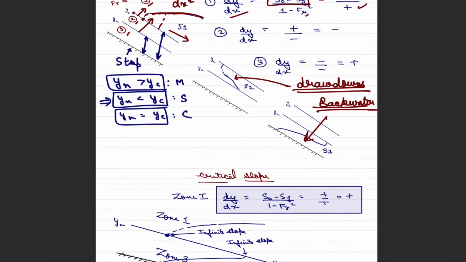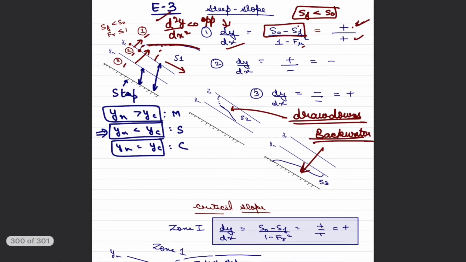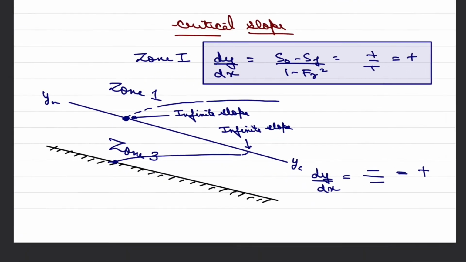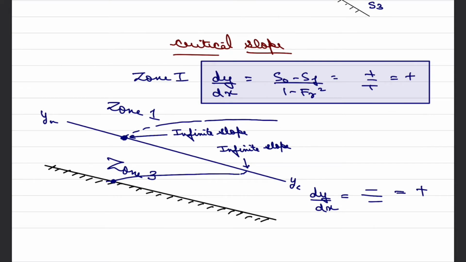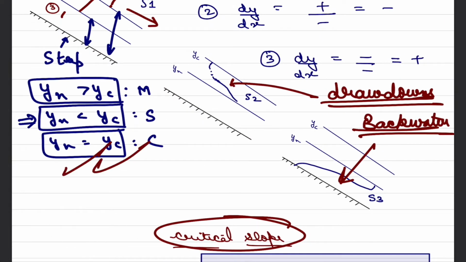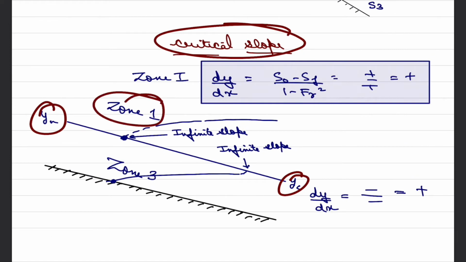Now, a similar discussion we can extend to critical slope, but I will take a momentary pause here, because the two most commonly encountered slopes in the real world are steep slope as well as milder slope, and that's why they deserve a special place in our discussions. When we talk about critical slope, we don't have three zones. Why? Because our yn coincides with yc, that is, yn is equal to yc by definition of a critical slope. So we only have zone 1 and zone 3 here, and zone 2 vanishes.